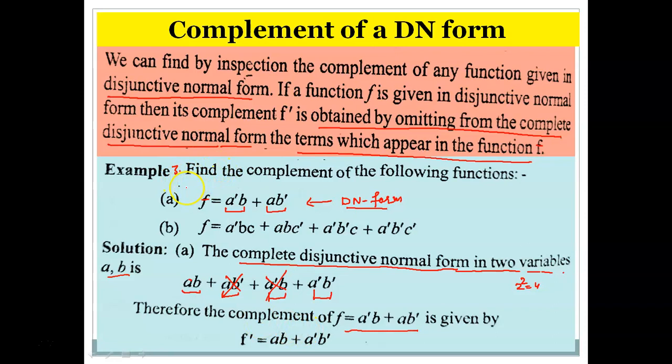Similarly, you can find it for the second case. This is a Boolean function in terms of three variables, and each of these is a minterm in three variables. So of course this is a DN form, and if you want to find the complement of this, you must obtain the complete disjunctive normal form for three variables, and definitely that must contain 2 raised to power 3 equal to 8 minterms, but in this present expression there are 4 minterms. So try to find out the 8 minterms.